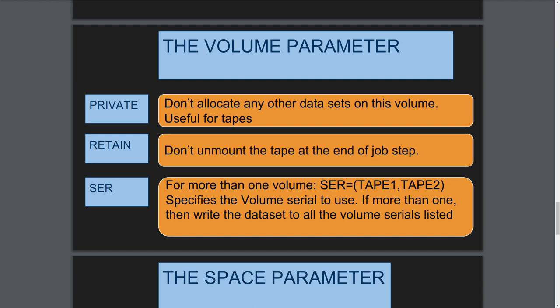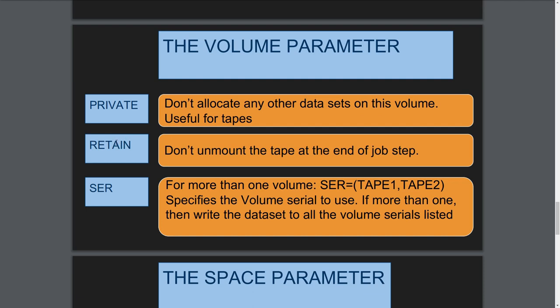But for tapes, sometimes, let's say you want to send somebody a tape, then you don't want by any coincidence or mistake any other data set to be on the tape that you're going to send somebody outside the data center. So private will be the one subparameter to make sure that nothing else goes on that tape.